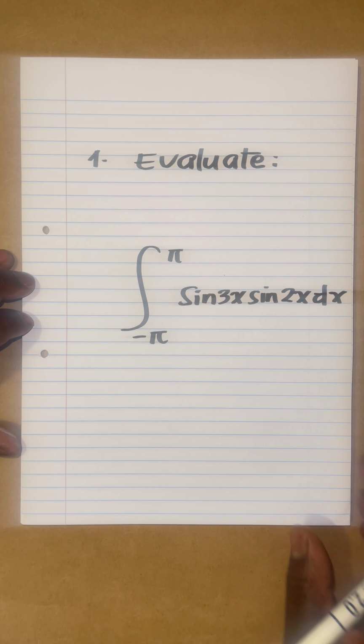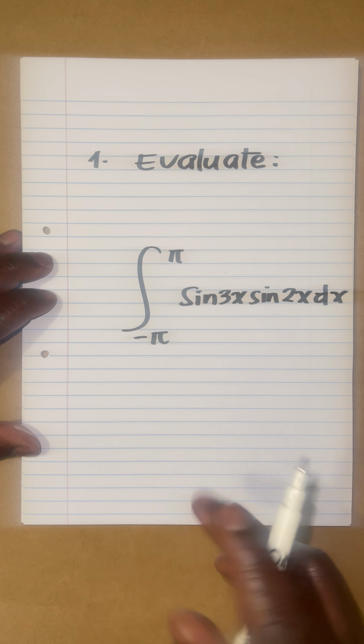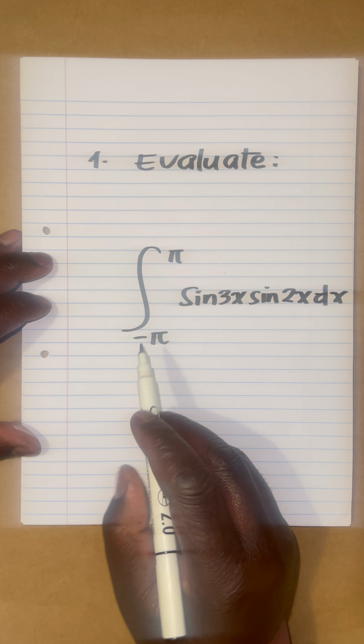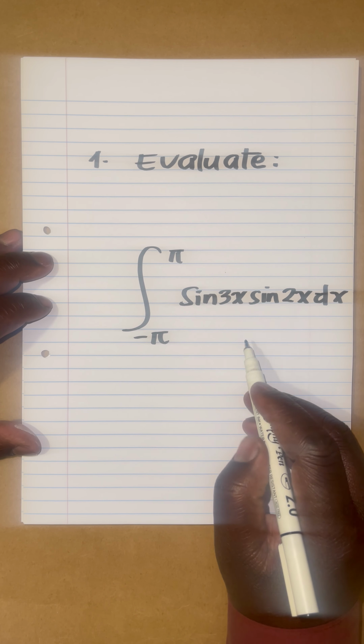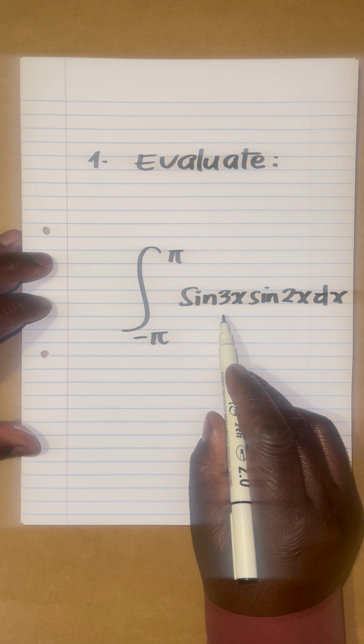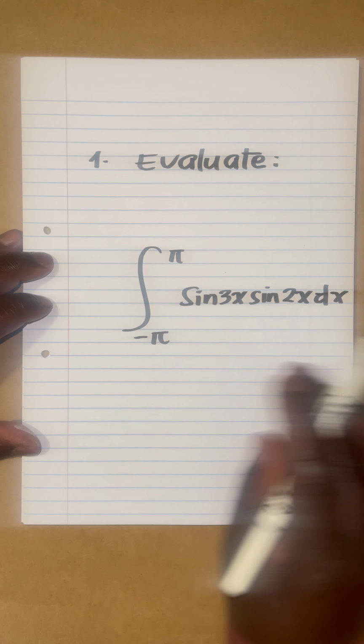I'm still looking at integration of trig functions, and in this one I have two integrals that I would like us to evaluate. The first one is the integral from minus pi to pi of sine 3x sine 2x dx. Now when you have sine 3x sine 2x like that, sines following each other, it should remind you of the compound angle formula for cosine.